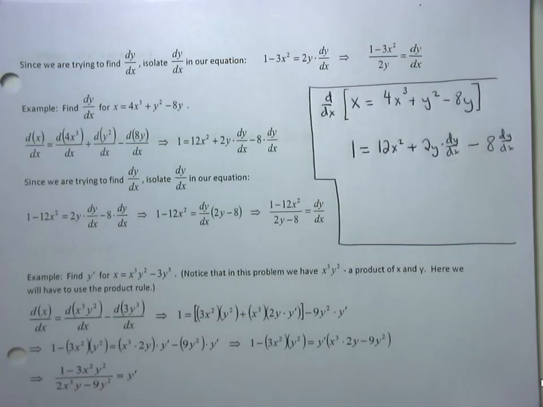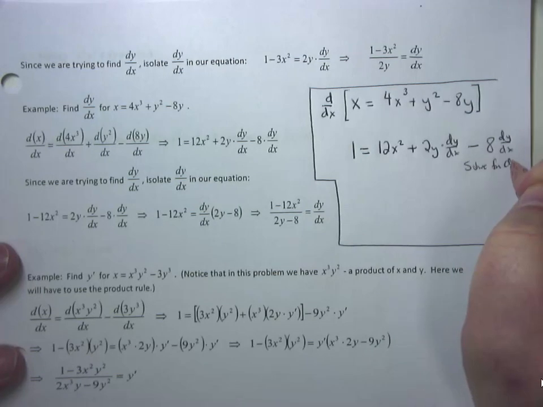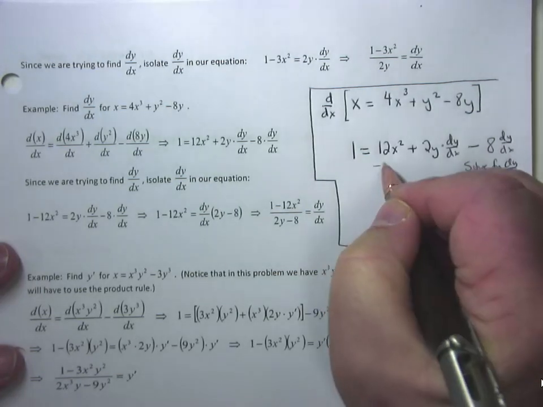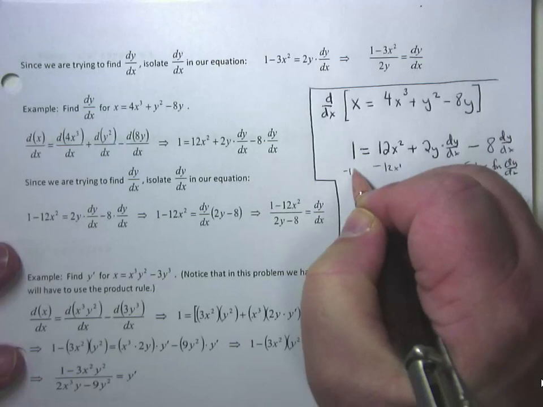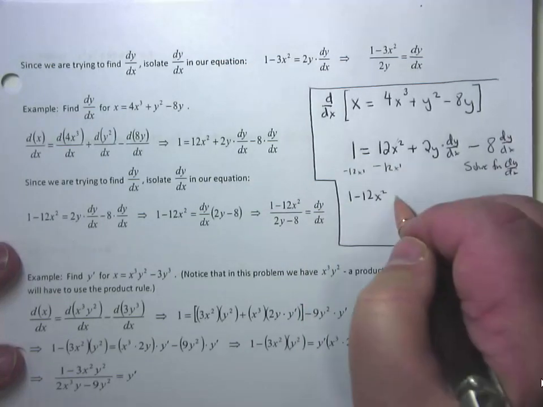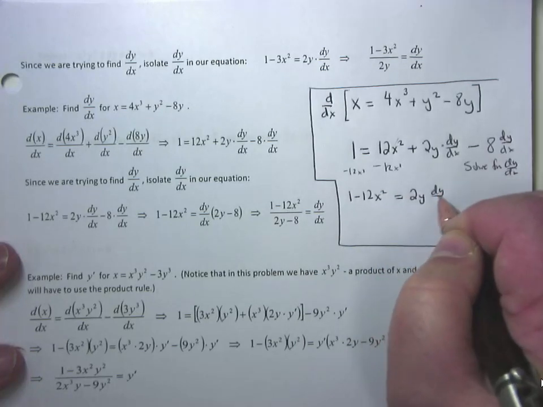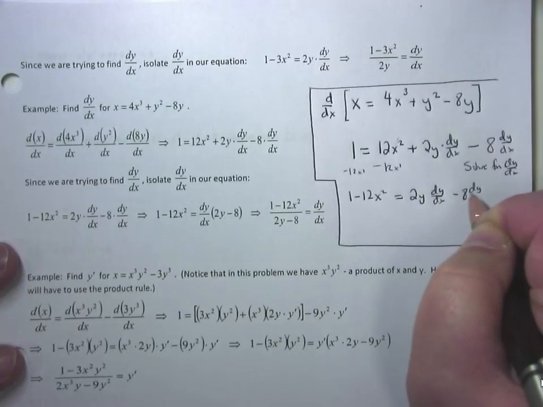Every time you take the derivative of a y variable, you've got to tack on that times dy/dx because you're taking the derivative with respect to x, not with respect to y. Does that make sense? Now, as I mentioned before, you've got to solve for dy/dx. So now comes your algebra. So I'm going to subtract 12x squared from both sides. That gives me 1 minus 12x squared, equals 2y dy/dx minus 8 dy/dx.